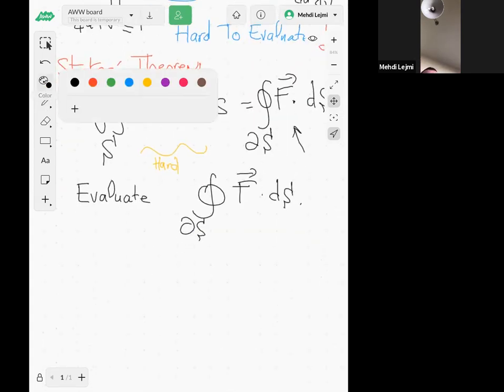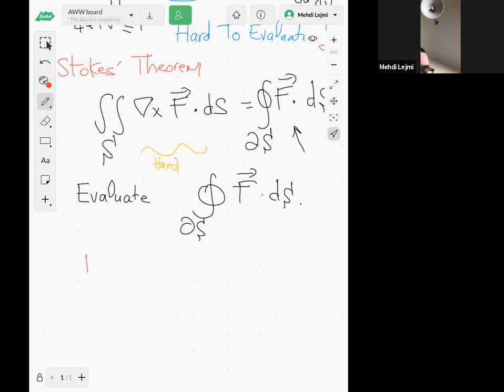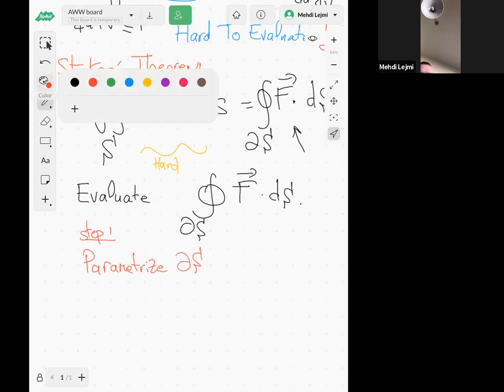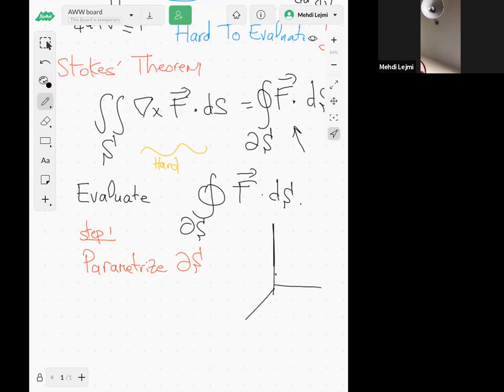Well, so we have to parameterize. I would say the first step is to parameterize the boundary. Okay, so what's the boundary? Well, here's my surface S, and the boundary, we said, is just this ellipse here. This is delta S.